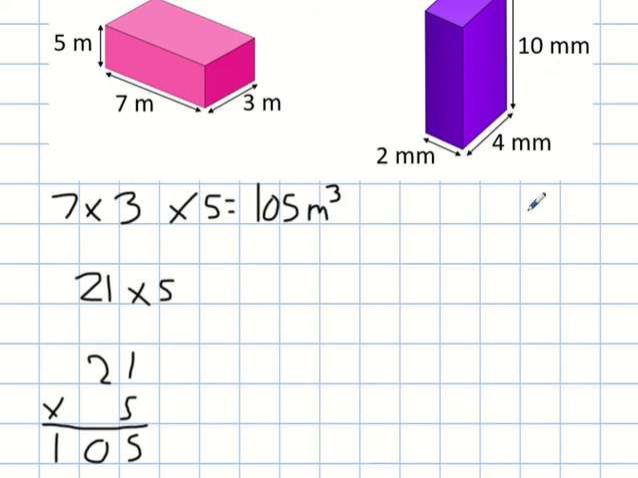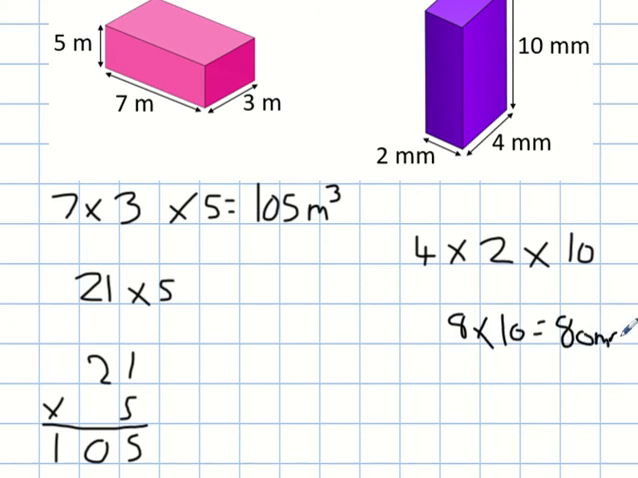And then over here, we know that my length is 4. My width is 2. And my height of the shape is 10. So I'm going to do 4 times 2 times 10. Well, 4 times 2 is 8, and then I need to do 8 times 10, and that's going to equal, you're right at home if you're saying it, 80 millimetre cubed.